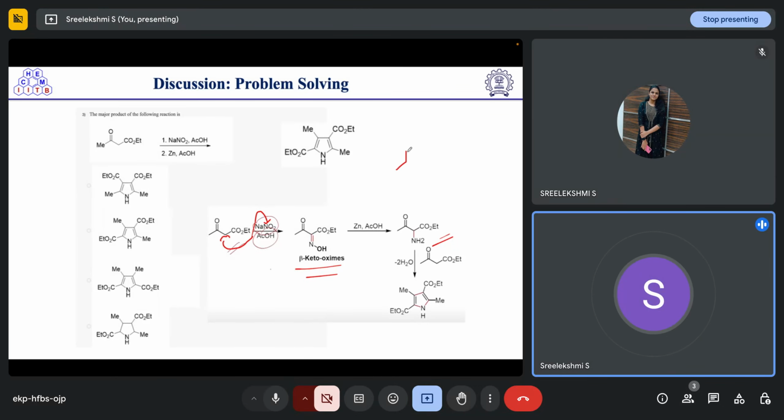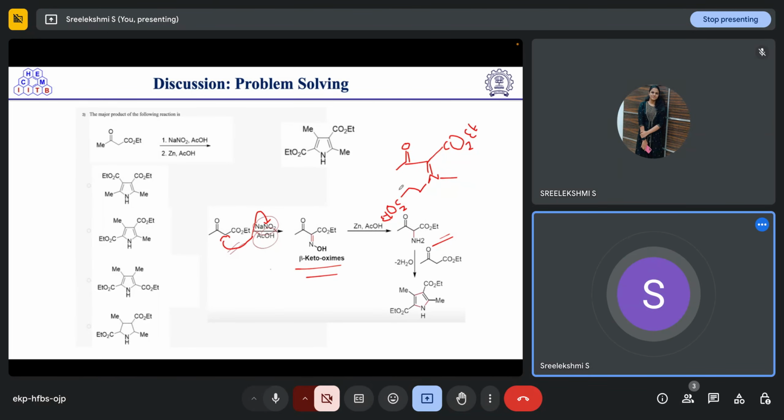So basically it is like double bond O, double bond N, here CO2Et. If I am writing it in the reverse fashion, here methyl group and here CH2, no, here one carbon, then CH2, CO2Et will be there.